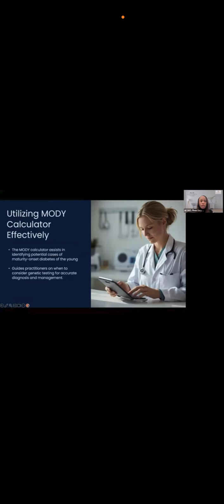So we utilize the MODY calculator effectively. The MODY calculator does help you as a clinician, as a nurse practitioner, or physician assistant, to really identify the potential cases of maturity onset diabetes of the young, which is MODY. And of course, it will guide you as a practitioner on when to consider genetic testing for accurate diagnosis and management.